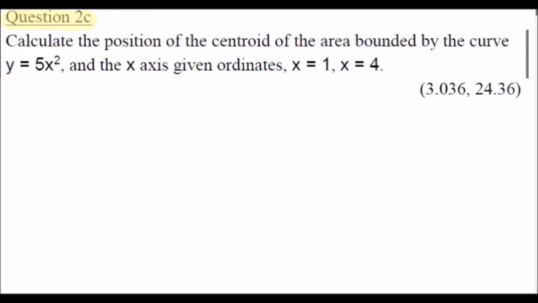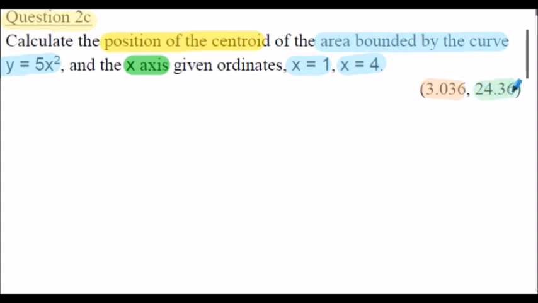Question 2c, we've got to calculate the position of the centroid for the area that's bounded by the curve y is equal to 5x squared and the x-axis. We're given the limits of the area in terms of x is equal to 1 and x is equal to 4. Answers for x bar and y bar shown here in the bracket.